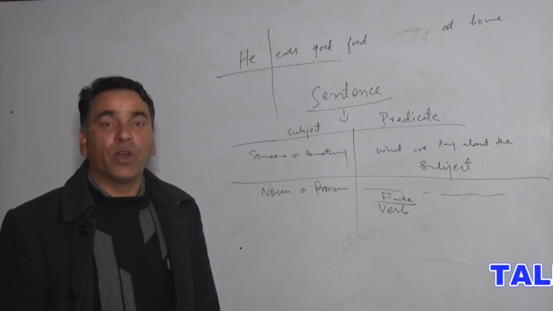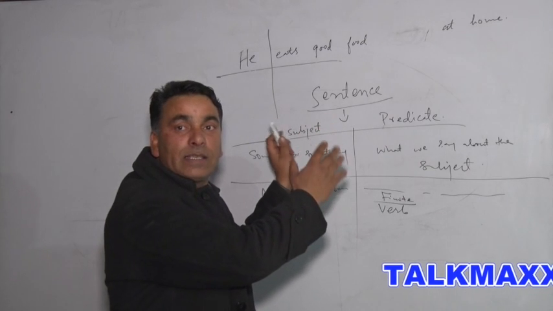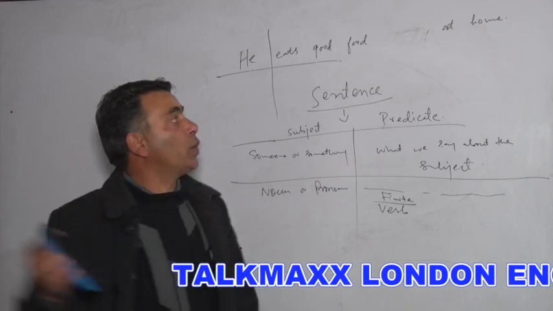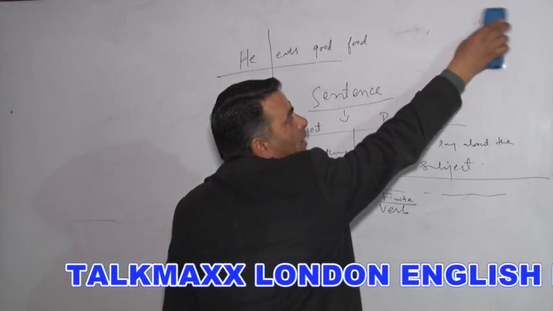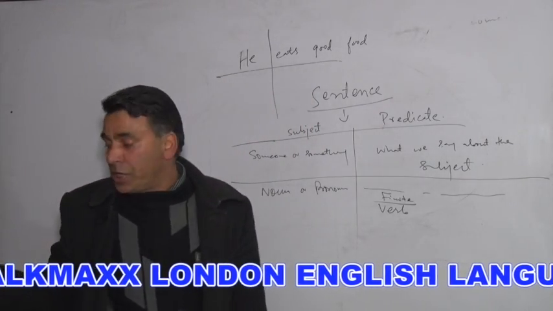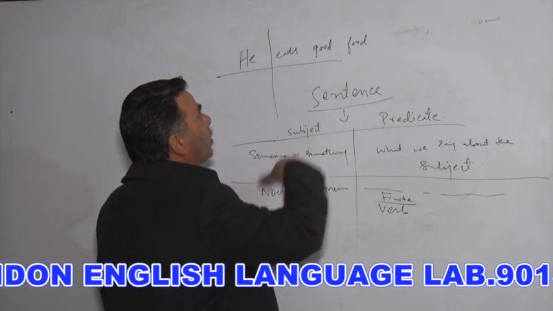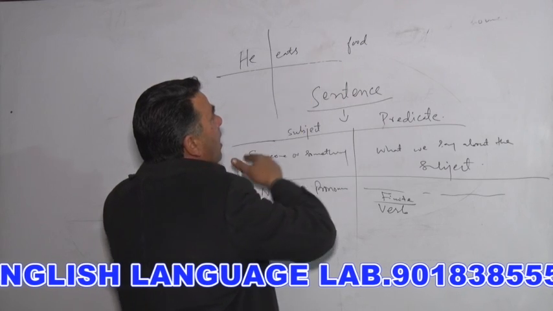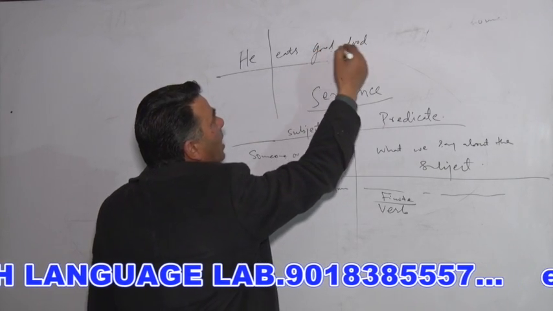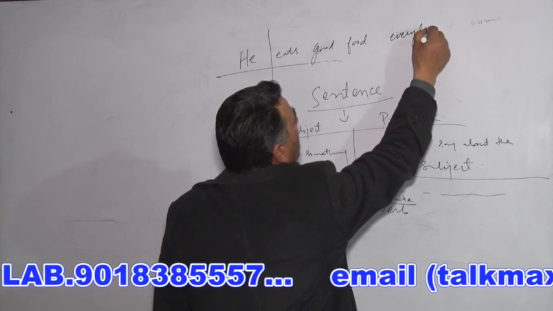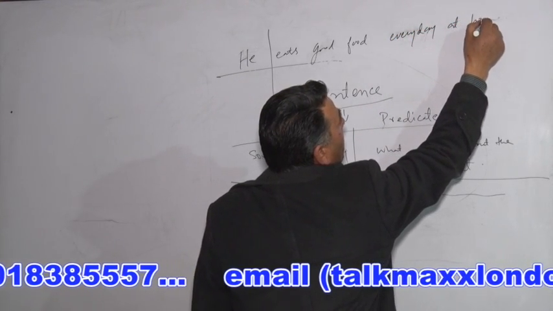I'm taking away the adverb now, and the sentence is still there. The sentence is still there. Now what do I do is, I take away this. He eats good food. The sentence is still there. Now what do I do is, I put all these there. He eats good food every day at home.